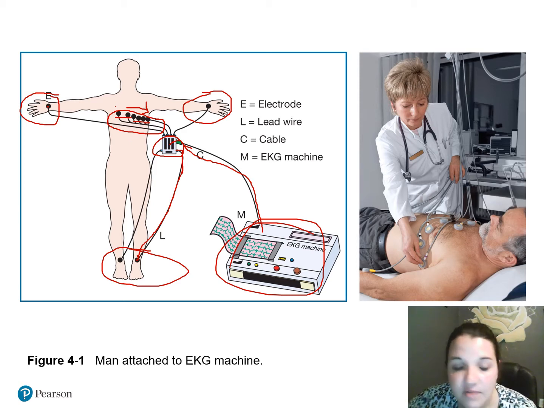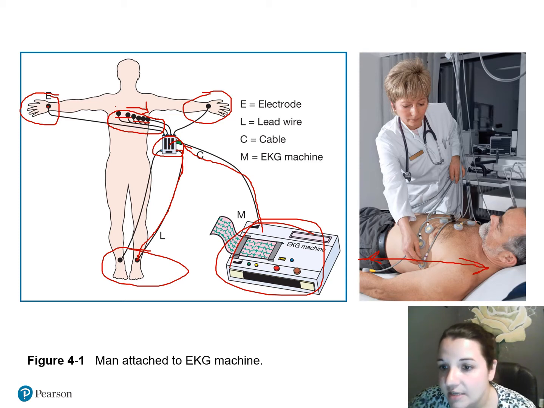Notice in the image we have a man attached to the EKG machine. He is in what's called supine position, meaning he is laying on his back, his spine, and he is in a resting position. He's not jumping up and down. He's not on a treadmill. He's not doing his normal activities through the day on a monitor. He is having a resting EKG done.